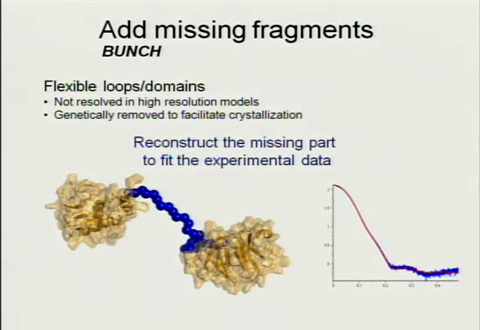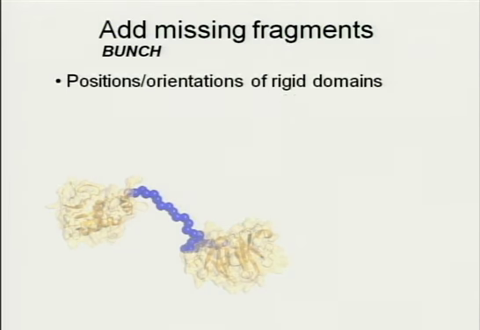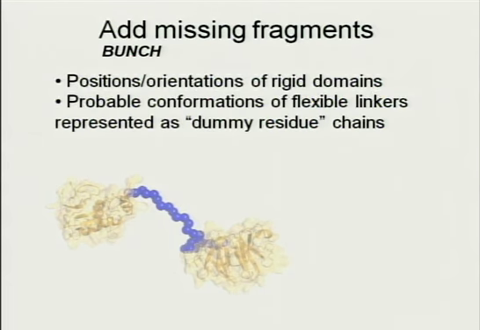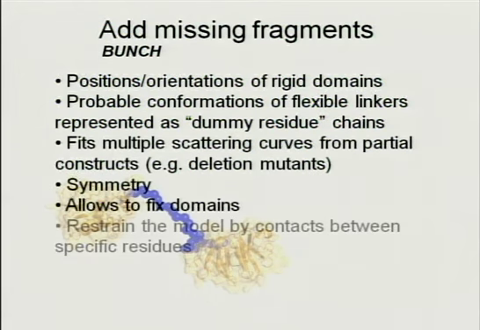So again, it will use the available high-resolution information and will reconstruct a sort of chain, similar to how GASBOR does it, using beads instead of residues. In this program, you can also restrict the positions or just the orientations of the domains from which the structure is available. And it will reconstruct the possible conformations of the missing linkers.